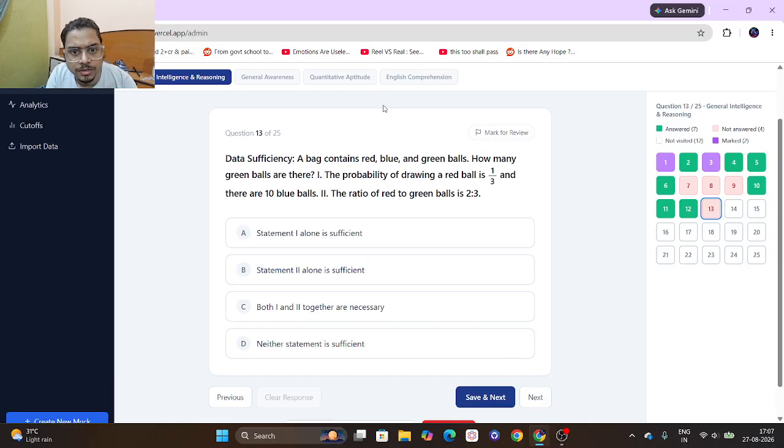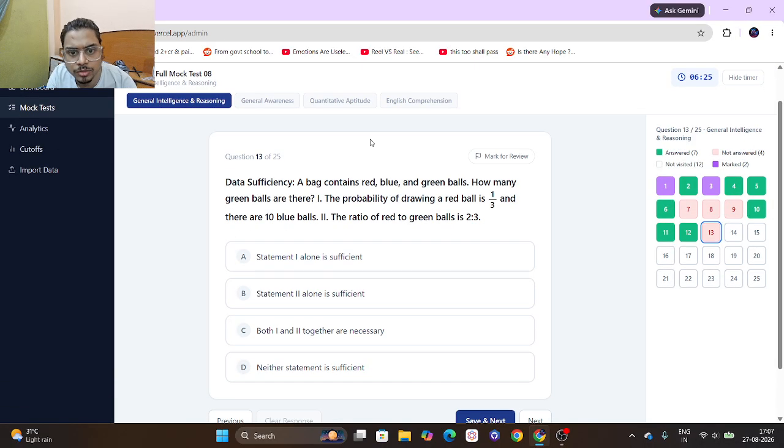A bag contains red, blue, and green balls. How many green balls are there? The probability of drawing a red ball is 1 by 3.